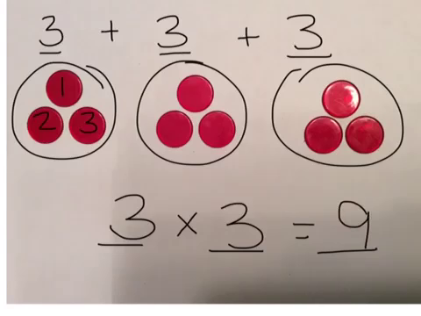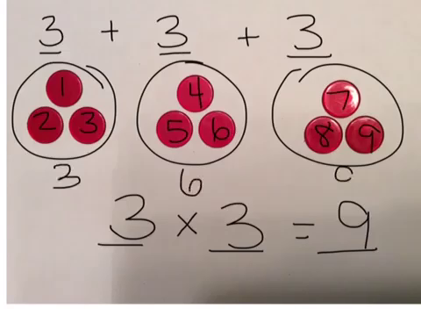I could also count up all of them. 1, 2, 3, 4, 5, 6, 7, 8, 9. That would give me the answer as well. Or I could do a count by 3, 6, 9. Any way you do it, you're going to get the answer 9 for 3 times 3. Good job.